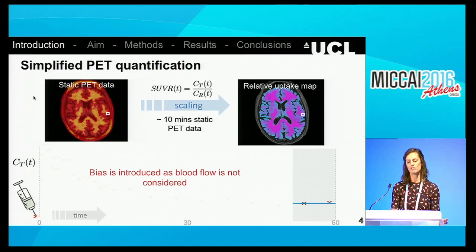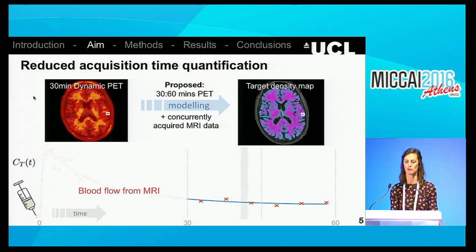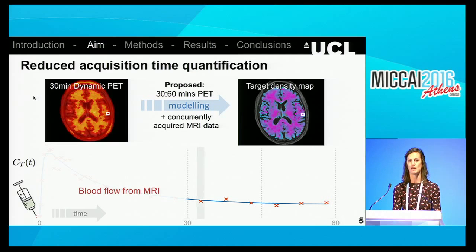However, in this case, we're not modeling the delivery or the washout of the tracer, so there will be a bias introduced due to the blood flow, which will affect both of these processes. And blood flow may change day to day and throughout the course of the disease. So the aim of this work was to perform kinetic modeling on just 30 minutes of PET data from 30 to 60 minutes post-injection, and to incorporate blood flow information from MRI, which is acquired simultaneously with the PET data, to reduce the overall acquisition time and get a map of our target density.